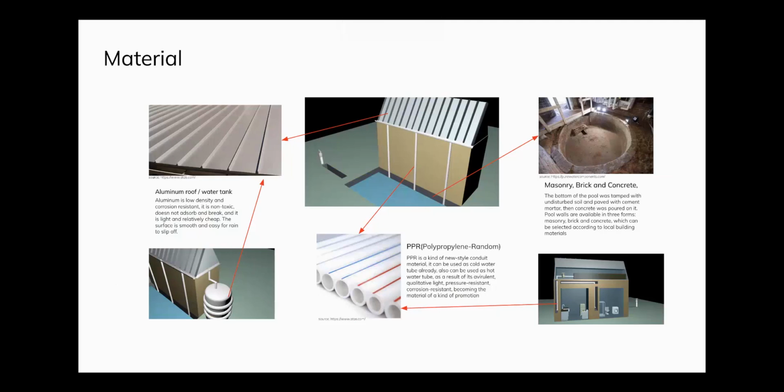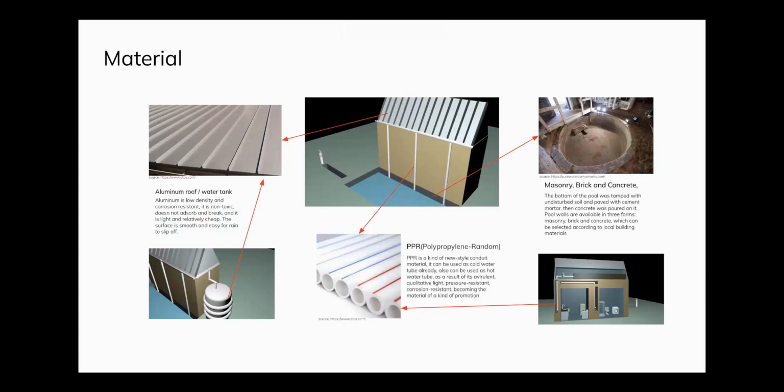I chose PVC for the material of the pipe. It is a new style of conduit material. It can be used as a cold water pipe and also as a hot water pipe. As a result of its light weight, pressure resistance, and corrosion resistance, it has become a material that is being promoted.